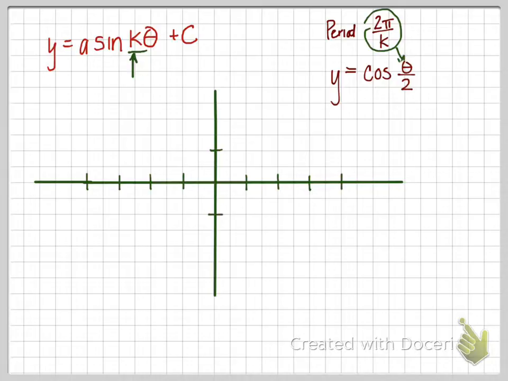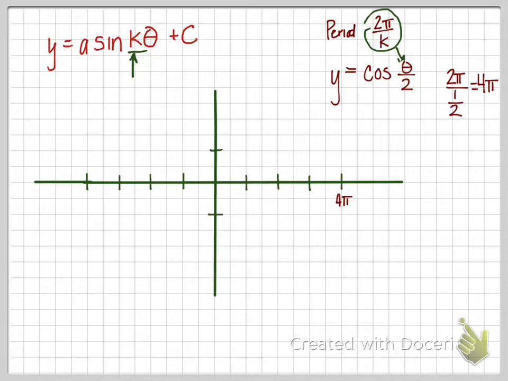It makes the period twice as long. So when I plug this into 2 pi over k, I have 2 pi over a half. Whenever I divide by a fraction, I'm multiplying by the reciprocal. So my period is actually 4 pi. Now when I go to label these axes, I'm going a distance of 4 pi in each direction.